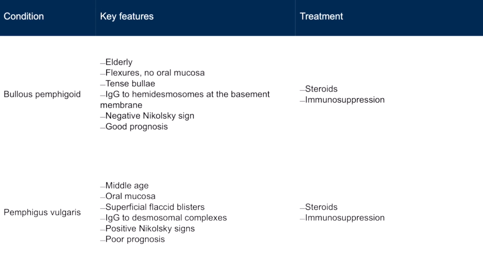Here's a table that summarizes some of the important features of the autoimmune blistering skin conditions. Take a moment to pause the video and review the key information we have covered in this lecture.